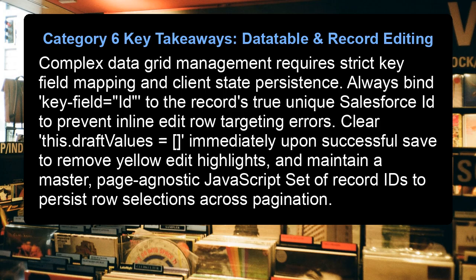Category 6 Key Takeaways. Data table and record editing. Complex data grid management requires strict key field mapping and client state persistence. Always bind key-field equals ID to the record's true unique Salesforce ID to prevent inline edit row targeting errors. Clear this.draftValues equals empty array immediately upon successful save to remove yellow edit highlights, and maintain a master, page-agnostic JavaScript set of record IDs to persist row selections across pagination.